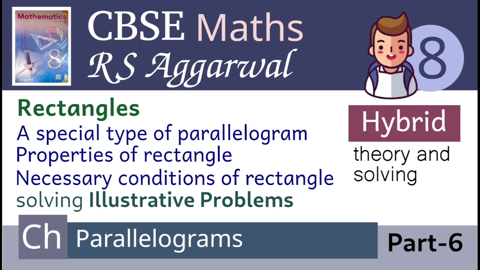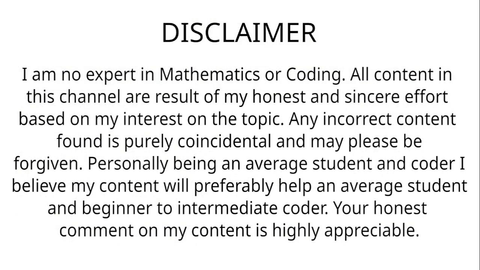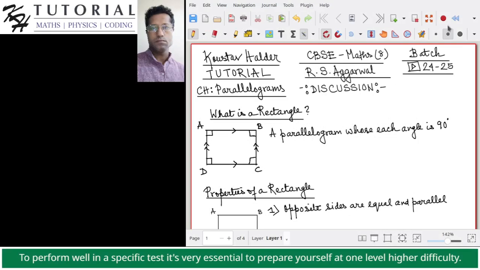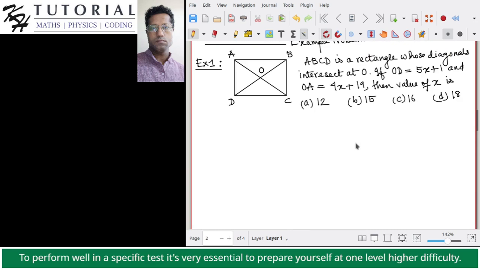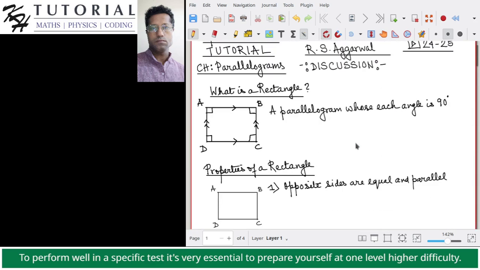So let's get started with part 6 video on the chapter of parallelograms, where I will discuss rectangles. I have prepared my rough notes on the right hand side, and I have a few problems at the end where I will solve problems based on the properties of a rectangle.